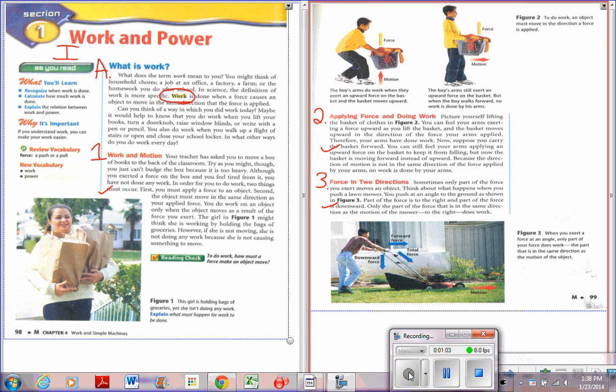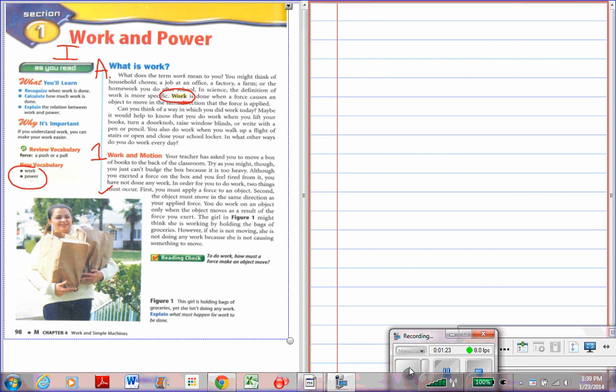So this is going to be pretty easy because as we find, we only have 2 vocabulary words in this whole section anyway. And the concept really isn't that difficult. So all right, so we have Roman numeral 1, work and power. Under that, we have our blue heading A. What is work?